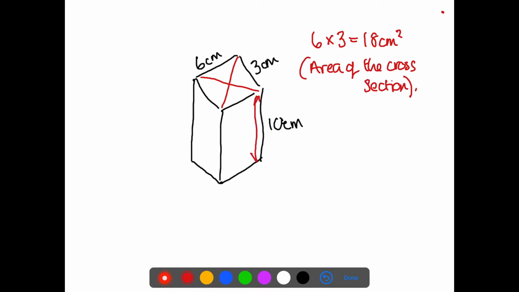Now the next thing you're going to do is just times by this length here. So 18 times 10. And that's in centimetres cubed because that's the volume.